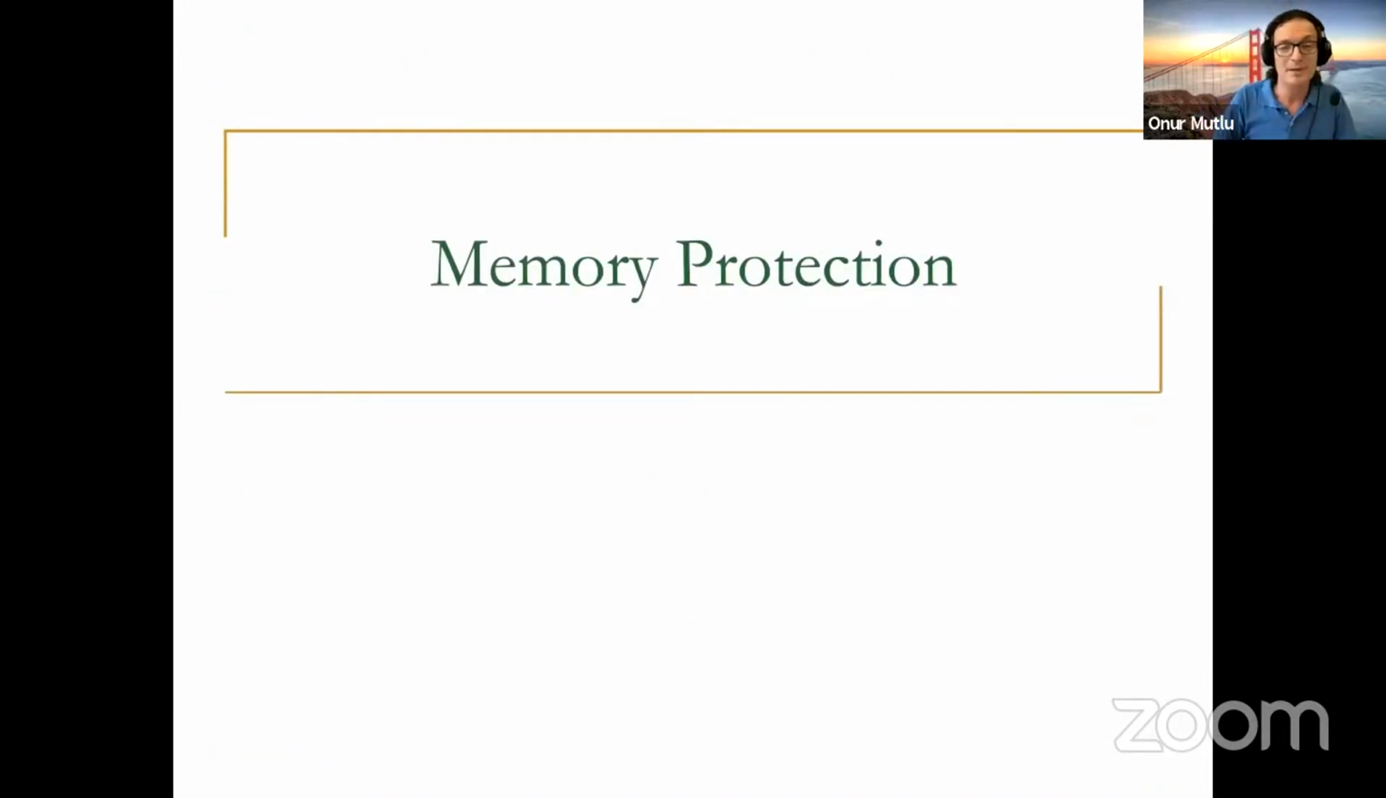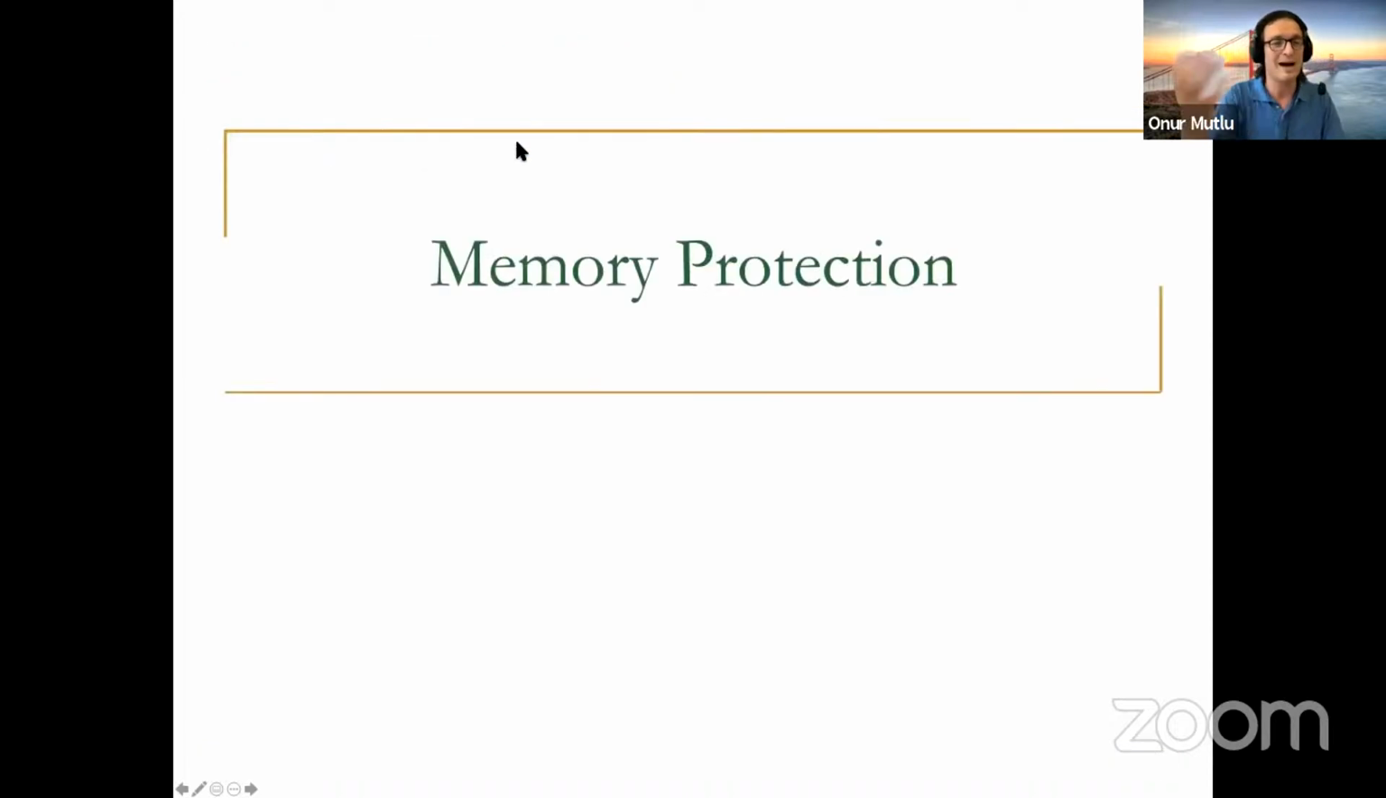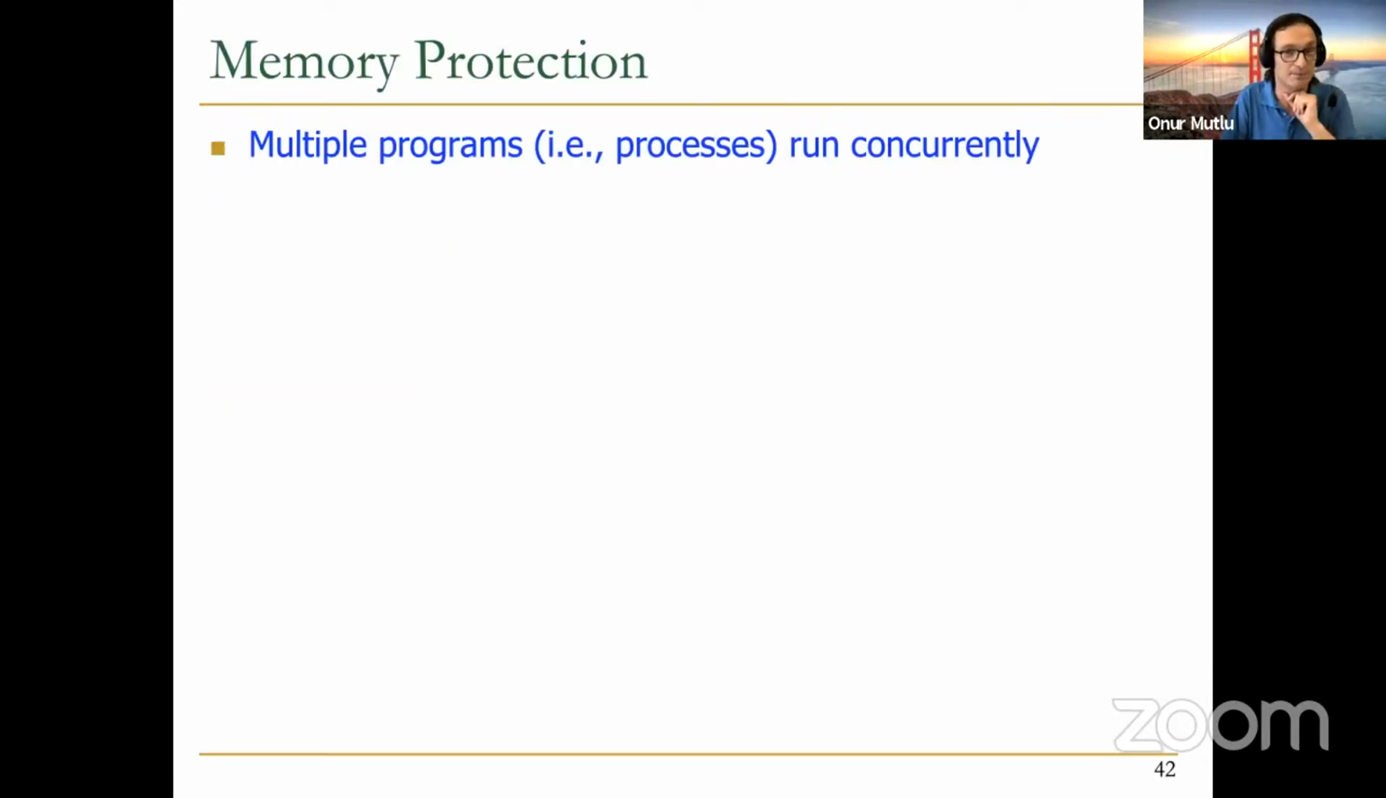Okay, so now let's talk about memory protection, which is another thing that virtual memory provides. Basically, as we discussed, I don't see any questions, so I will keep going. So virtual memory provides address translation and indirection mapping, which is a lot of benefits. And one of the benefits that this enables, especially page-based virtual memory, is memory protection.